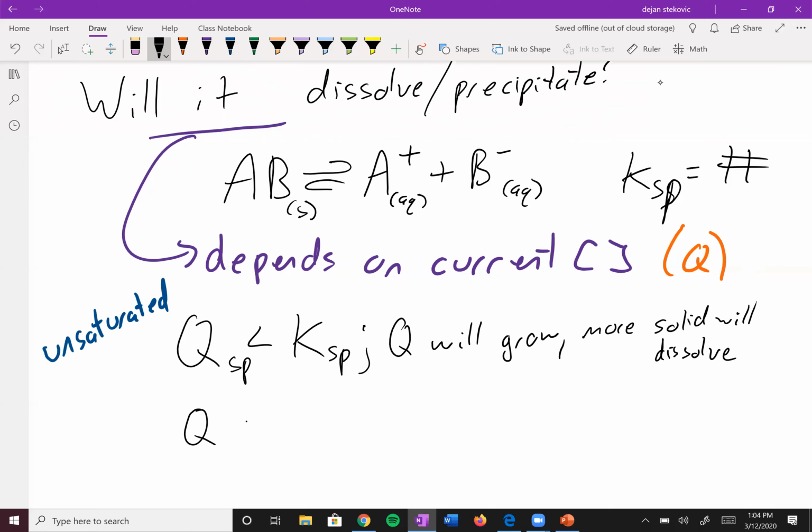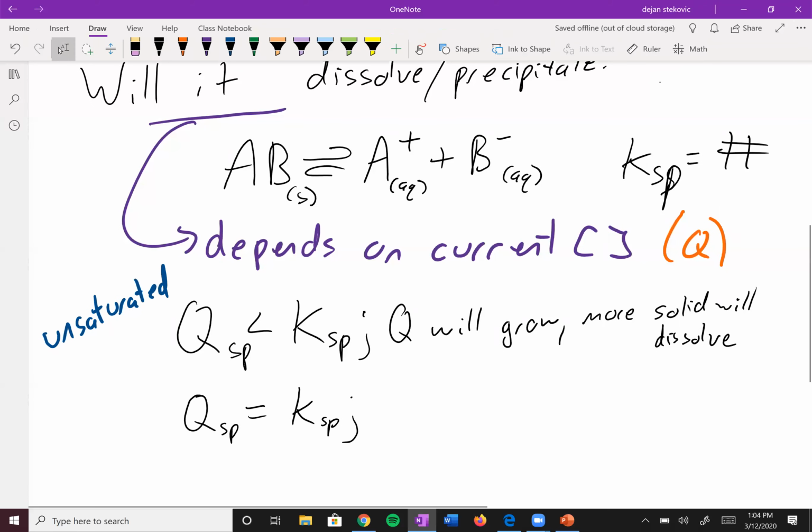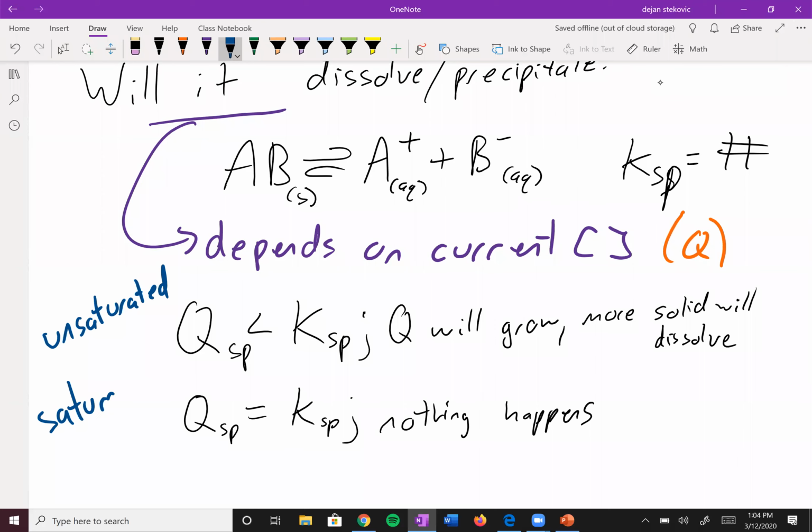When Q is equal to K, will anything happen to Q? Will anything happen to the equilibrium? No, it's already where it wants to be, so nothing happens. So if you add some more solid into a liquid and nothing happens, you know that your solution is what? Saturated, exactly, saturated.